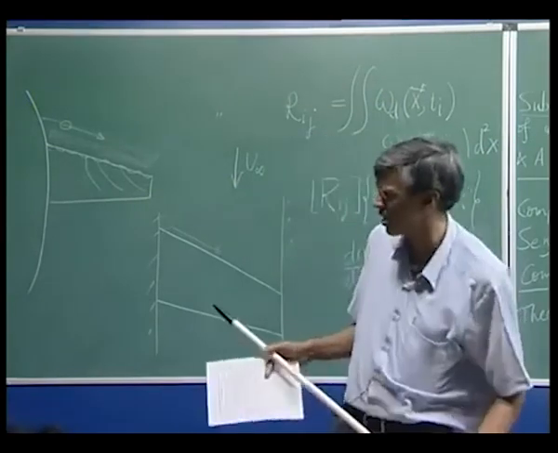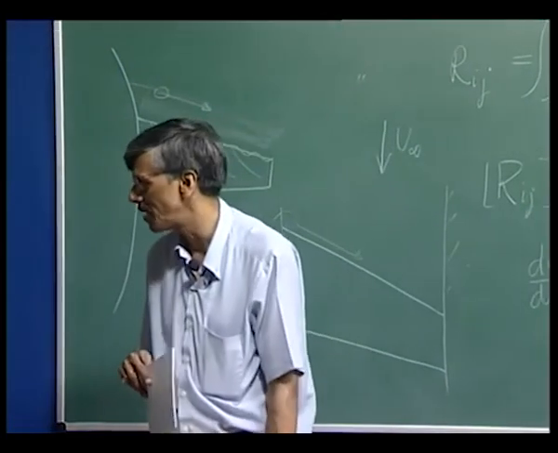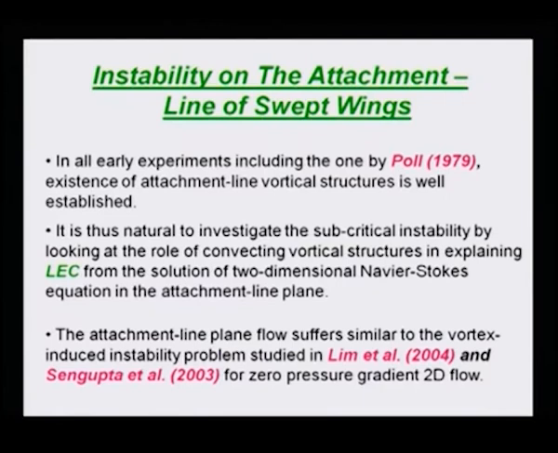So, he did those experiments, and that is why we are going to study it as a subcritical instability by looking at the role of convecting vertical structure in explaining leading edge contamination from the solution of the two-dimensional Navier-Stokes equation in the attachment line plane. The attachment line plane will suffer similar to the vortex induced instability problem. So, we have stated it time and again.